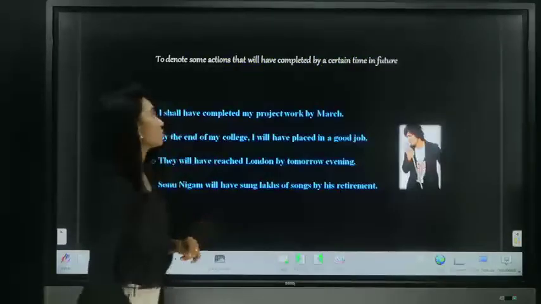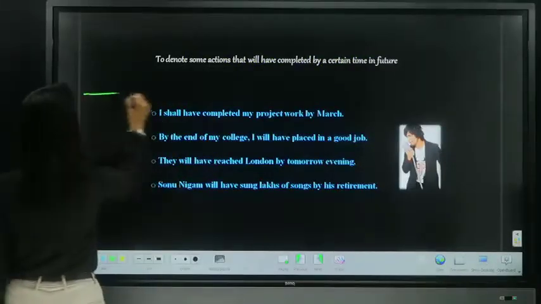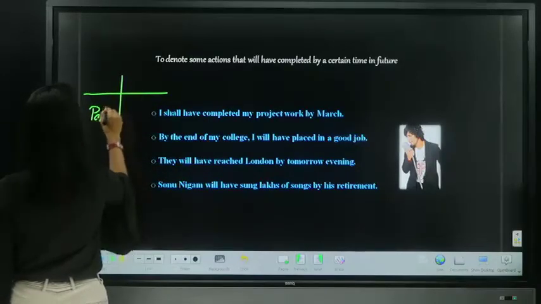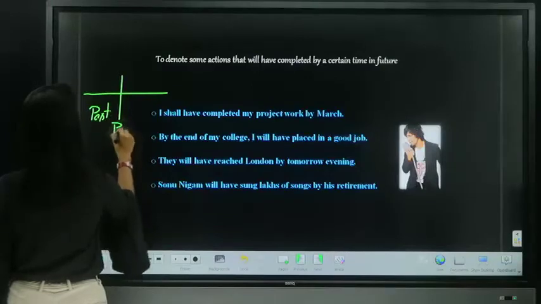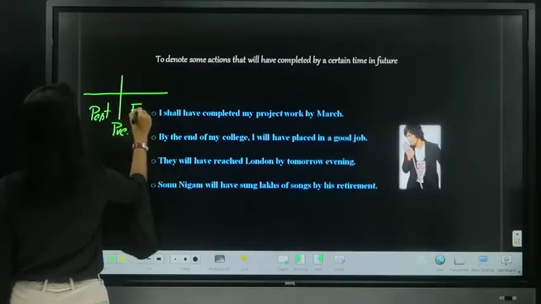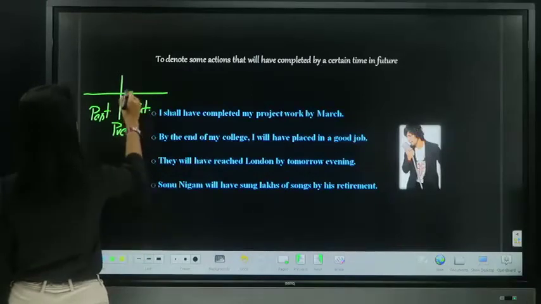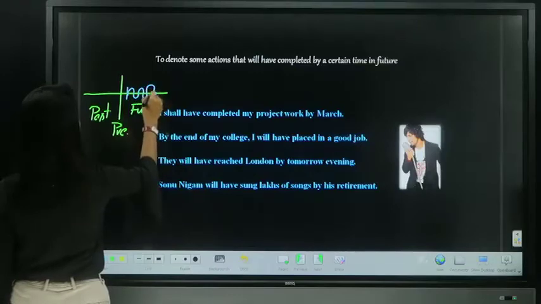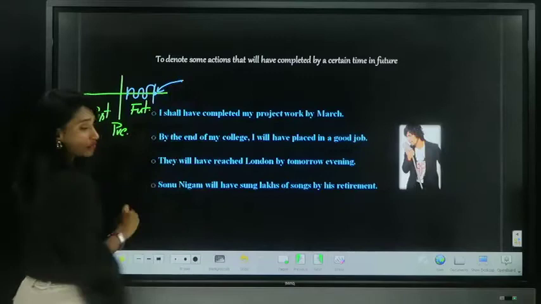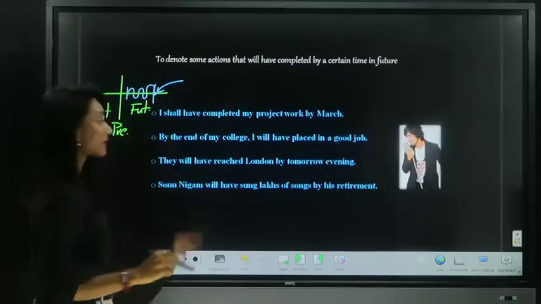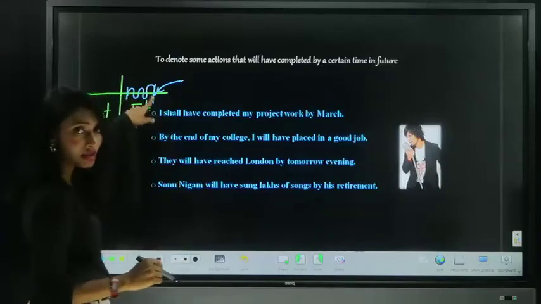Now look at the usage. So as I told you, it talks about the actions which will be completed at some point of time in the future. So action started, continued and completed in the future. We are talking about this completed action of future. So it denotes some action that will have completed by a certain point of time in the future.